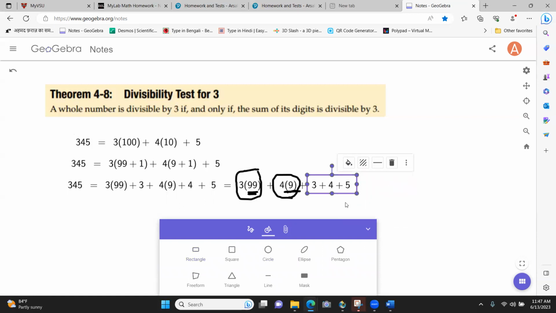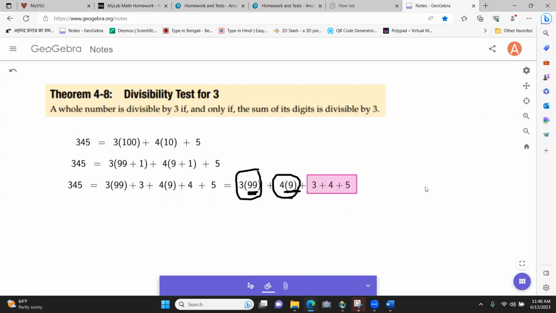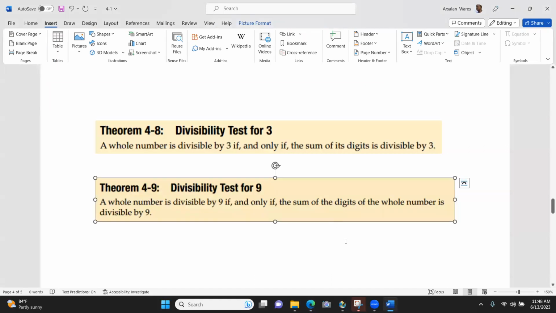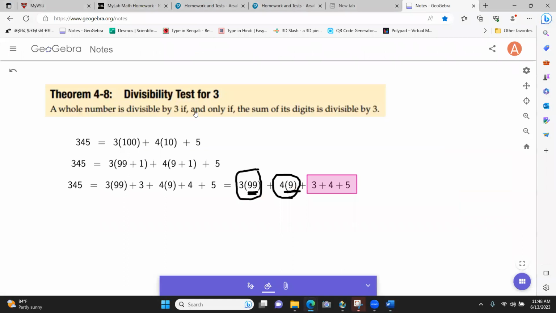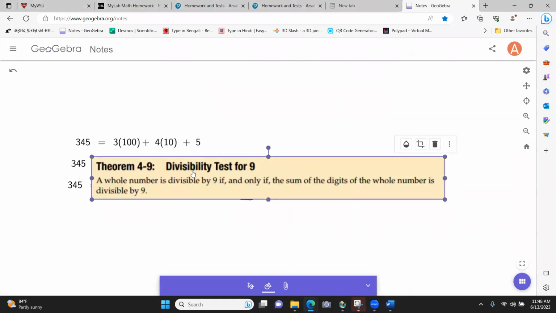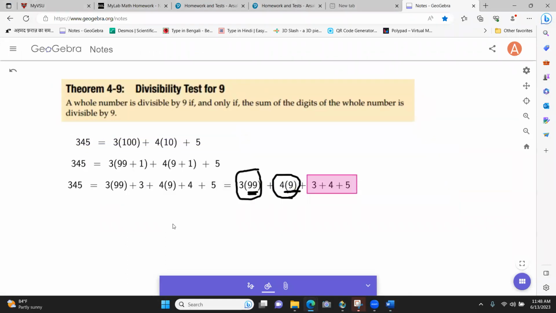If you can test or prove that these are divisible, this sum is divisible by 3, you know you're going to get a whole number. Okay? And the good news is the divisibility test for 9 is really identical. I'm going to read it out, but I'm not going to prove it. A whole number is divisible by 9 if and only if the sum of the digits of the whole number is divisible by 9.